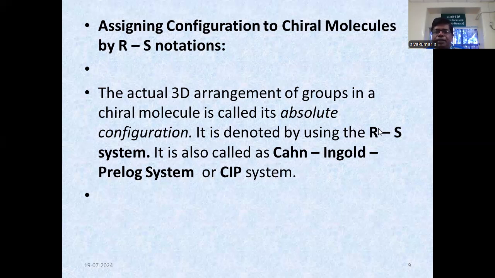So the RS system means R stands for rectus. That means the sample rotates the plane polarized light to the right, clockwise. Then S stands for sinister, that is left, anticlockwise. So by using this designation, R and S, we can determine the configuration of chiral molecules.